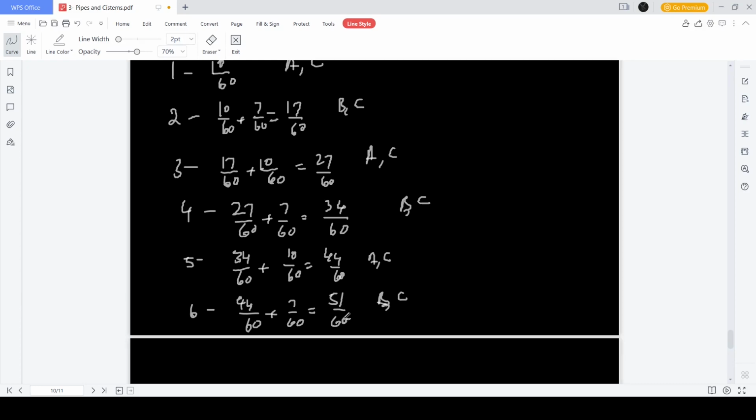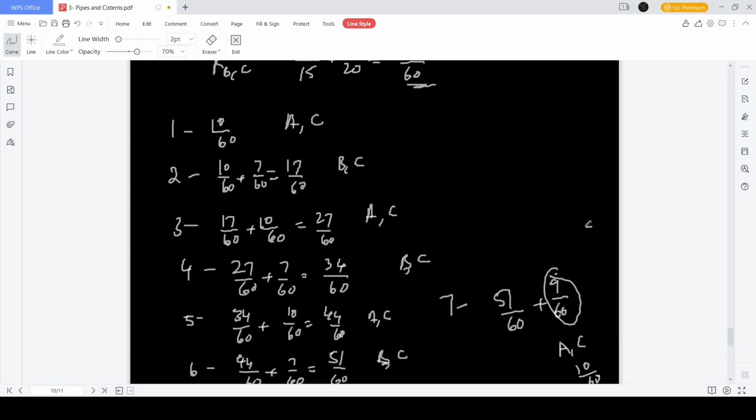51 by 60. And in the seventh hour, there is not one whole complete hour, because 51 by 60 only needs an additional 9 by 60. This does not take 1 hour, because A and C together can fill 10 by 60 in 1 hour. So it takes almost 1 hour. So we need to find out how long this takes.